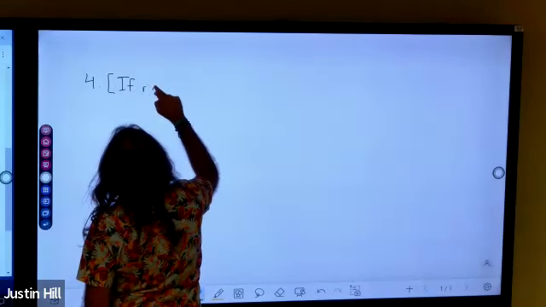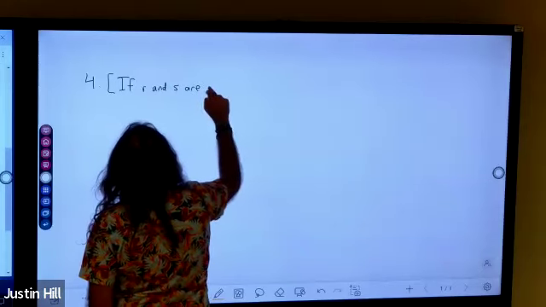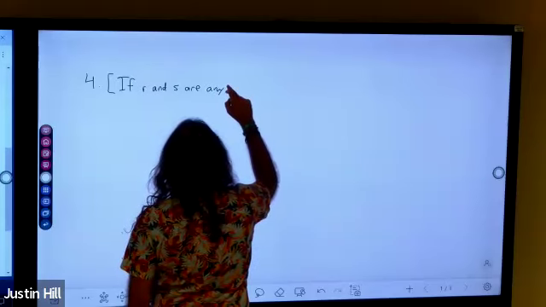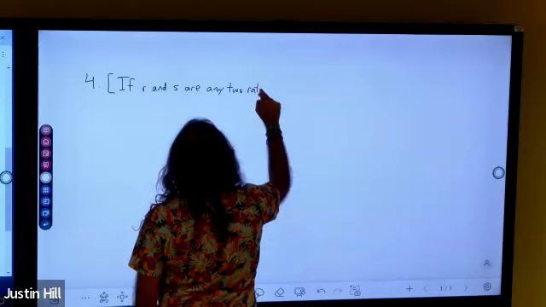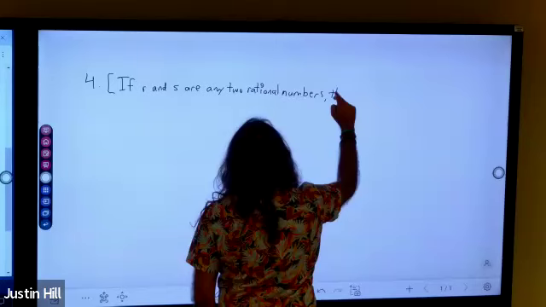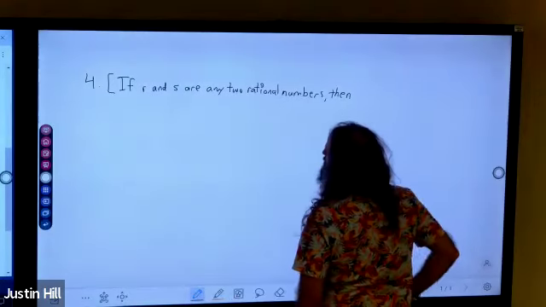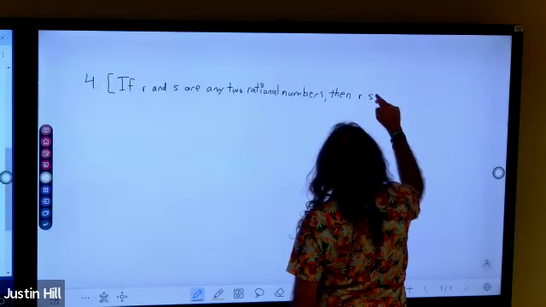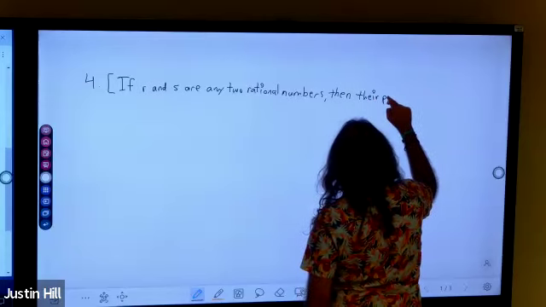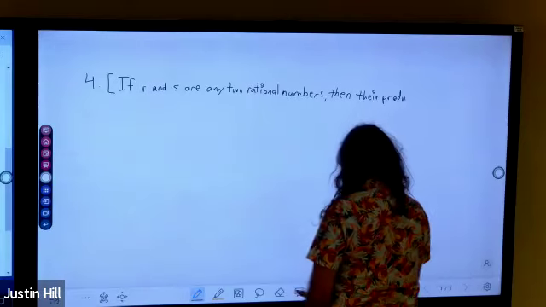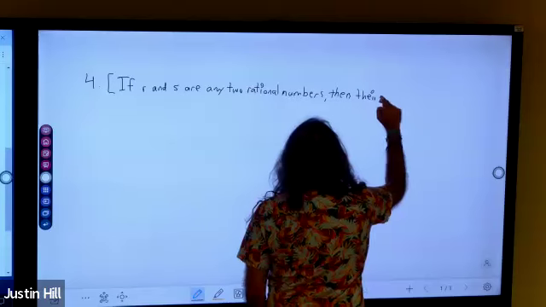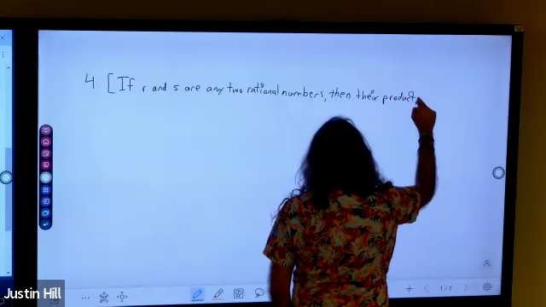So if R and S are any two rational numbers, then their product is rational.